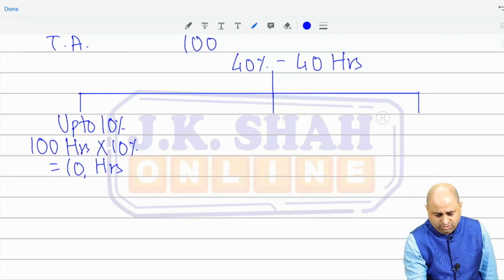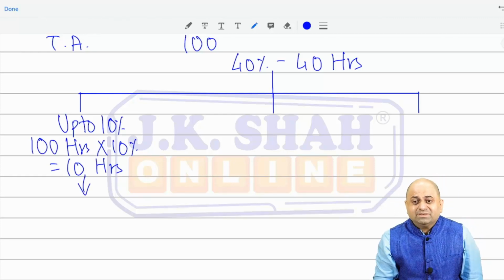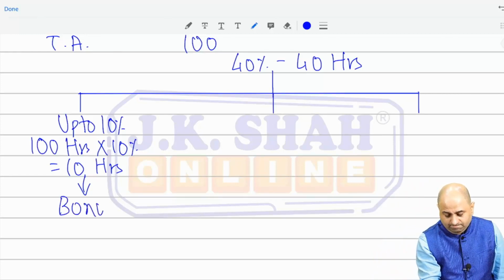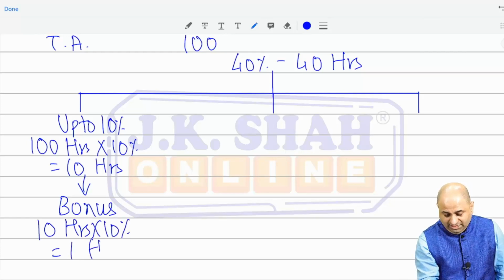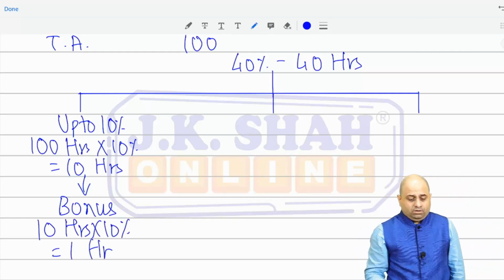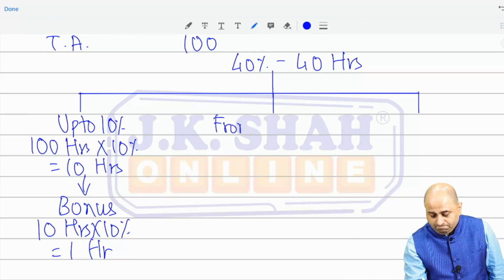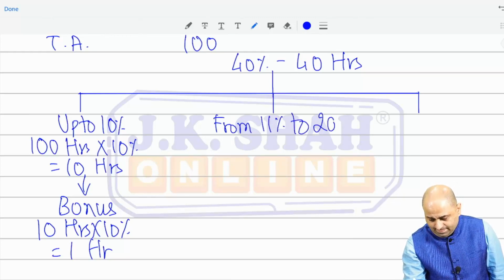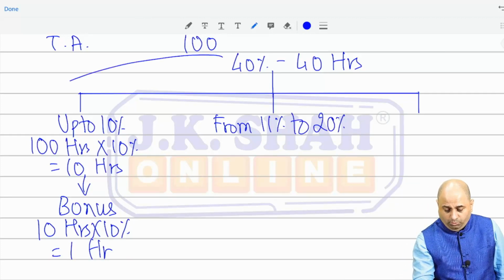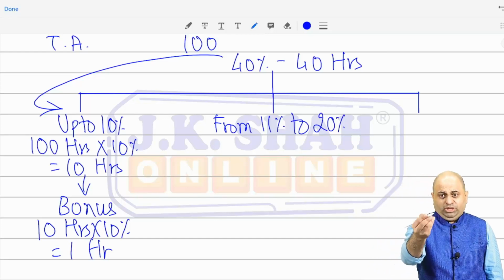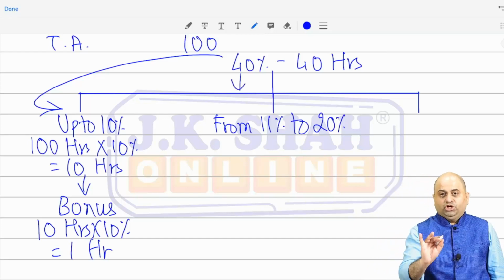Now bonus. Look at the bonus in this category. It says 10% of time saved. So you have saved 10 hours. Bonus will be 10 hours into 10%, 1 hour. Next, it says from 11% to 20%. Now out of 40 you have put in 10 here, so that means you were left with 30% over there. Now another 10% you will put in here. It's as simple as that.